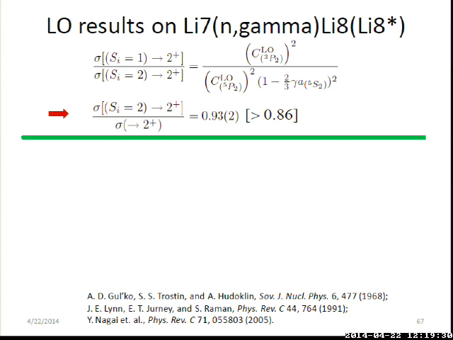So you can compute the ratios between different channels. So for the capture to 2 plus, as I mentioned, you have two different channels. These are the ratios. Can I go back to the previous data?